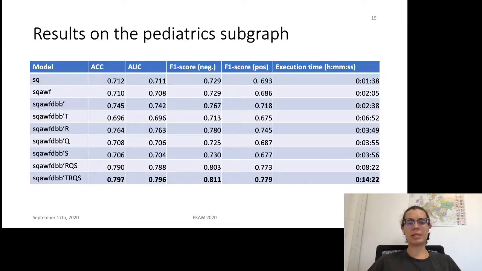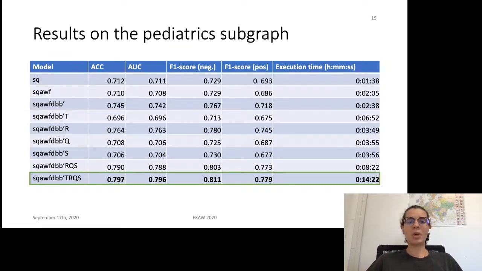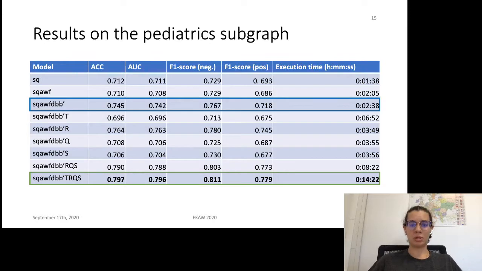So in this table, we can see the results that we got for the pediatric subgraph. We can see that the best model is the one including all the features presented so far, with an accuracy and AUC around 80%. When we compare these results with the ones obtained with state-of-the-art features, so up to student ability, we see an improvement of about 5% for each metric, meaning that the use of text and graph embeddings gives a boost in terms of quality of the prediction.